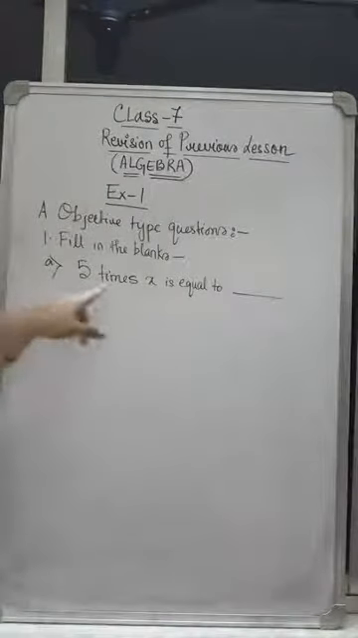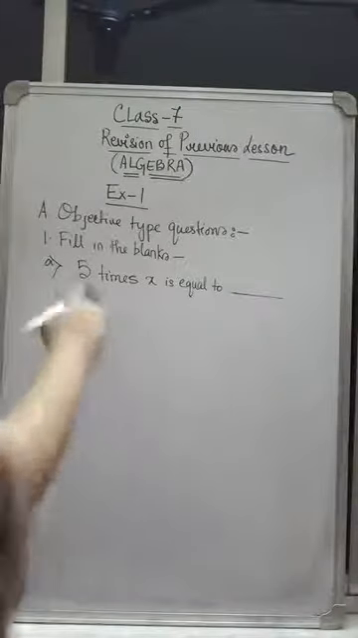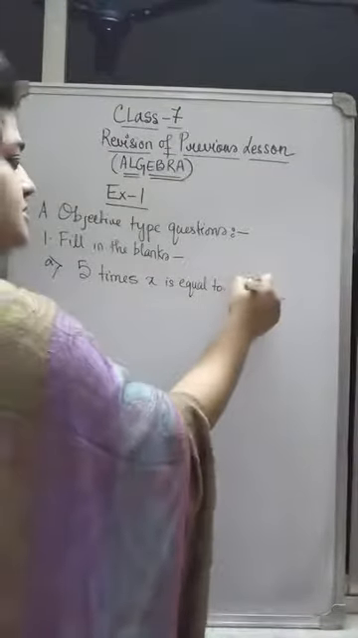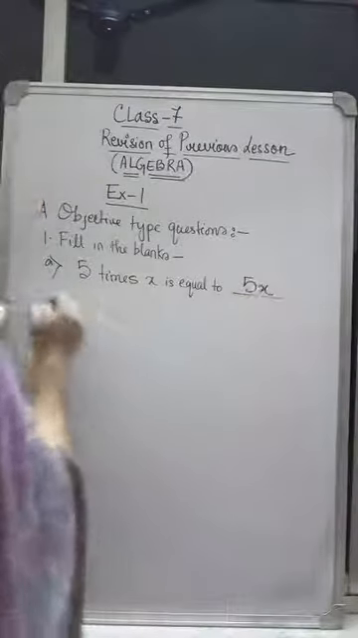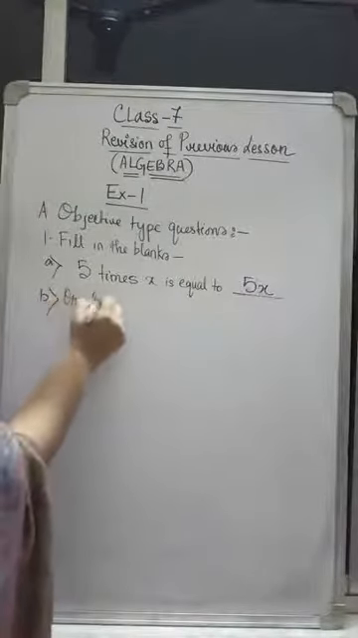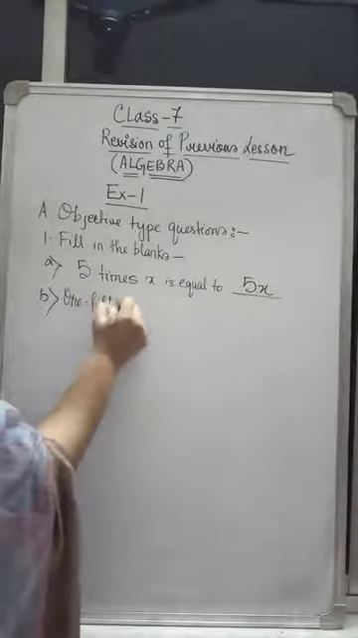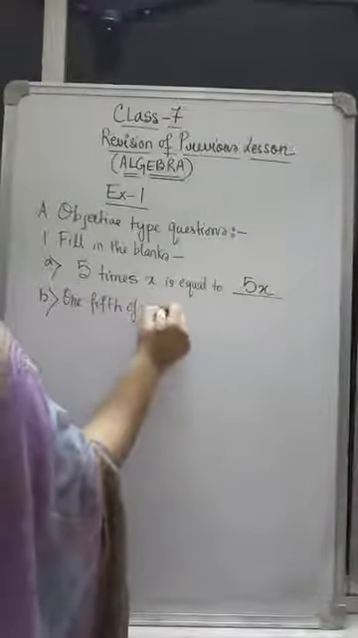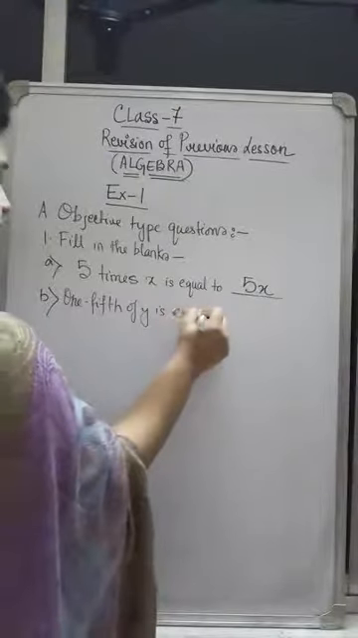So in algebra, times means multiplication. So 5 times x means 5 into x. So the answer will be 5x. B, 1/5 of y is equal to.